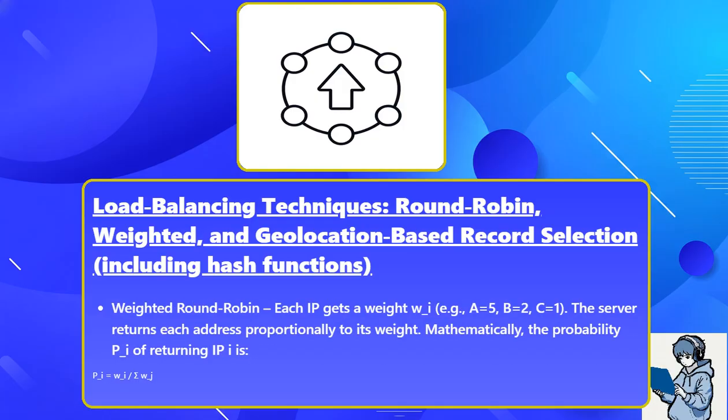Weighted round robin: each IP gets a weight W_i. For example, A equals 5, B equals 2, C equals 1. The server returns each address proportionally to its weight. Mathematically, the probability P_i of returning IP i is P_i equals W_i divided by sigma W_j. So A gets 5/8 of the traffic, B 2/8, C 1/8.